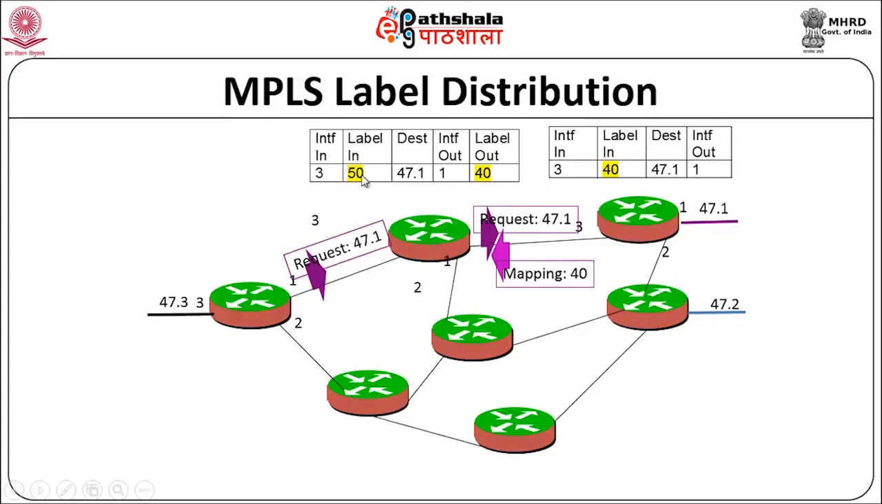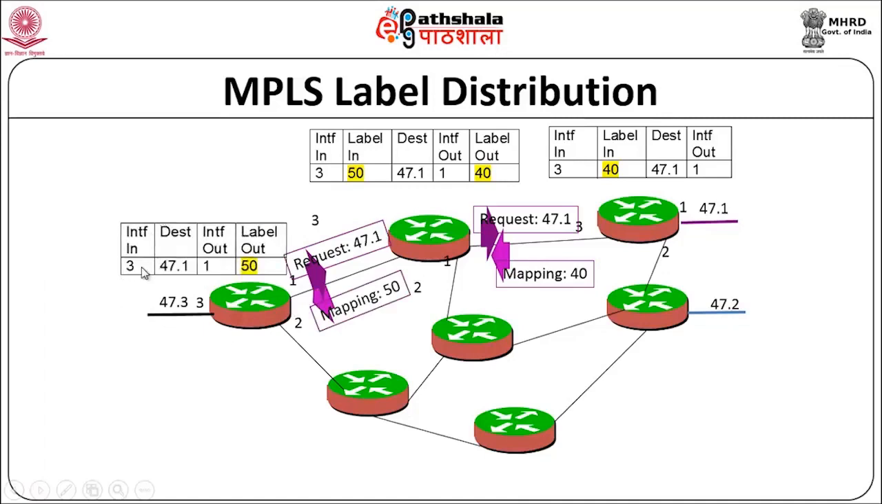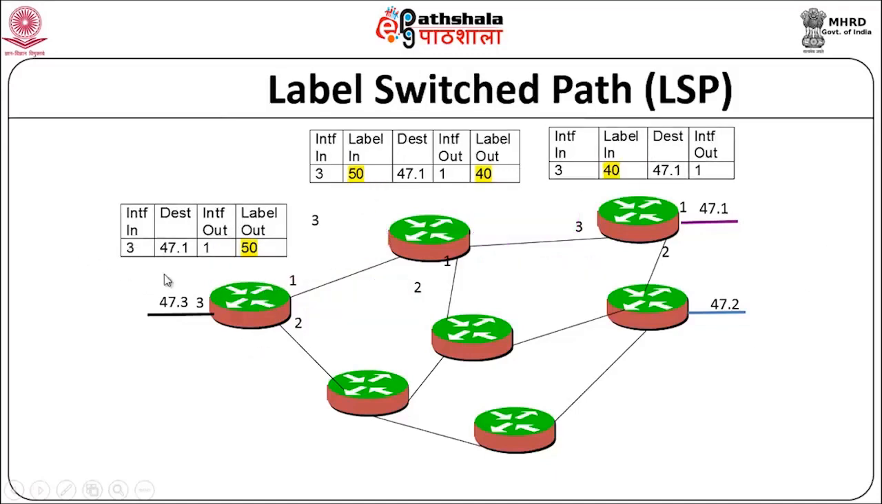So now this one assigns the label as 50, and now it will send this information to the router downstream. The downstream router now will make its entry saying, if I get something on interface 3 with this destination, I will send it out on interface 1 with the output label of 50. So once this is done, you can see that the path that is required is set up. Okay. So with the path set up, if it comes in destined for this particular 47.1, it will be sent out on this interface 1 with a label of 50.